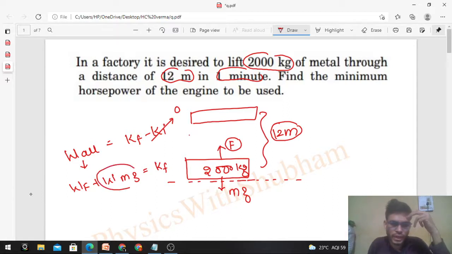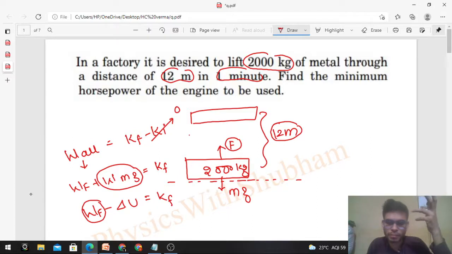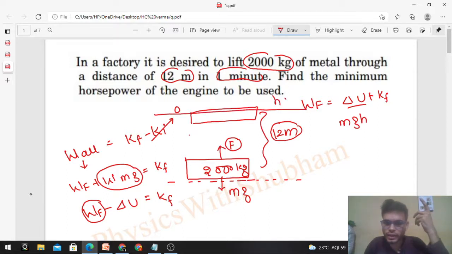Now work done by mg, I can write it as minus of delta U, minus of change in gravitational potential energy, right? So KF, that is work done by F, or you can say work done by the engine, right? Because this capital F is applied by the engine, therefore work done by engine is coming out as delta U plus final kinetic energy. And what is delta U? mgh, or you can say h final minus h initial. This is your h final, 12 meter above the ground, and this is your h initial. So this height is 12 meter, so h is 12, plus final kinetic energy. This is the work done by the engine.